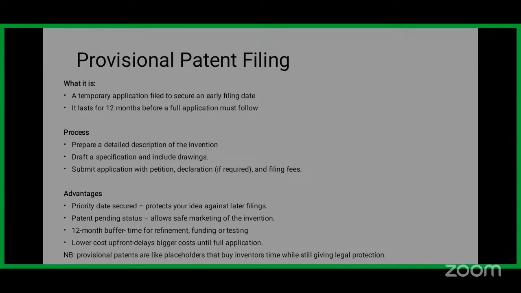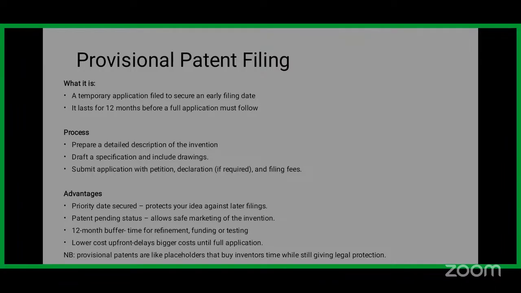And having said that, there are some advantages of provisional patent filing. Some advantages, or rather you can call it benefits. Now for this purpose, some of the advantages have already been highlighted here, so I'll just be speaking to it. So the first is priority date secured. It protects your idea against later filings. So like I've already said, in protection of IP rights, time is of the essence.